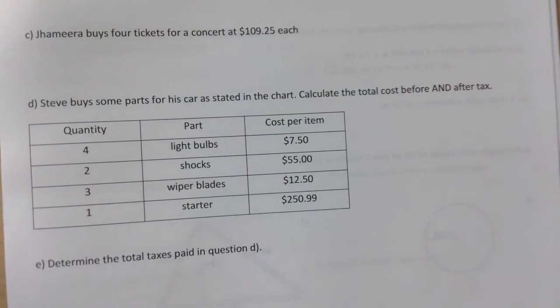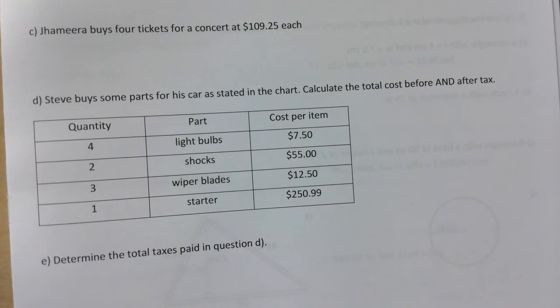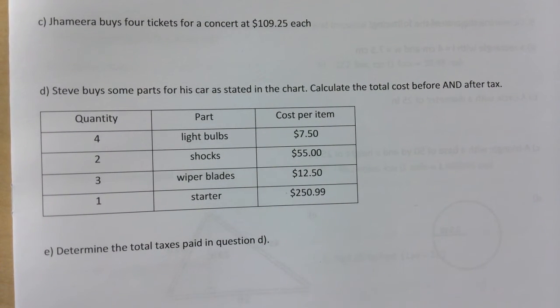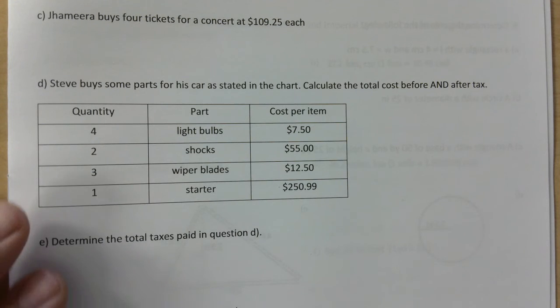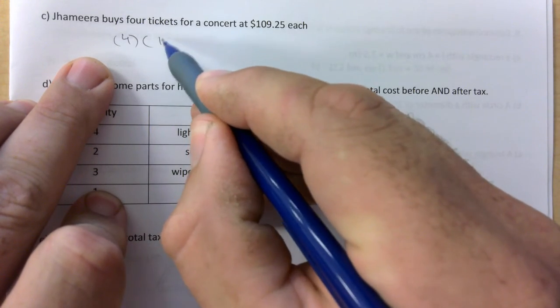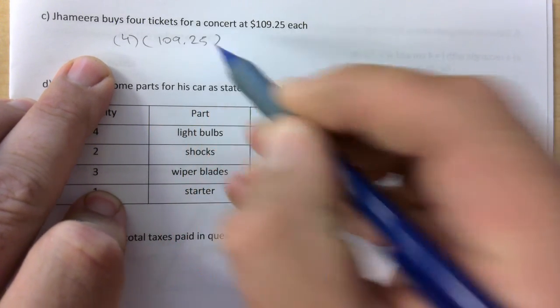I want you to try C and D right now. Watch D. D is just a really long question, but it's in a chart, and it does the same thing you've been doing so far. So can you do C and D? And if you want to do E as well, then go for it. I'll pause here. Go ahead.